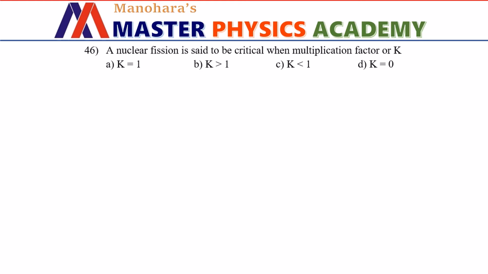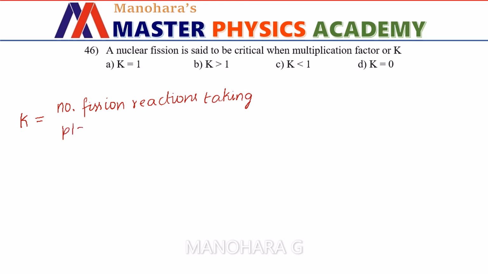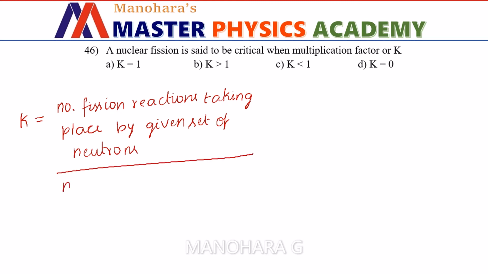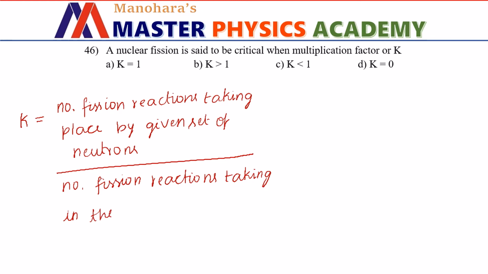A nuclear fission is said to be critical when multiplication factor K. The multiplication factor of a nuclear fission reaction is defined as the number of fission reactions taking place by a given set of neutrons, divided by the number of fission reactions taking place in the preceding stage.